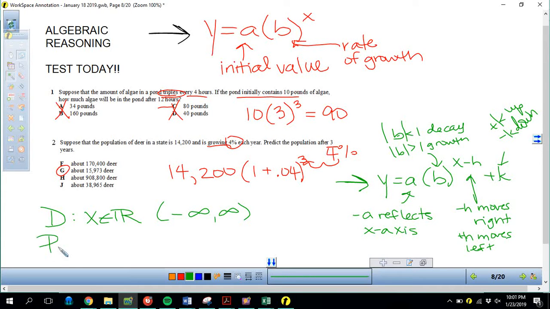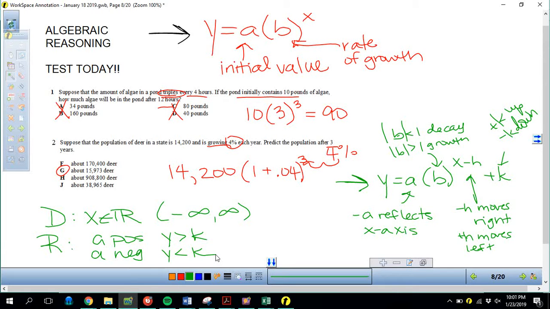Now for your range, if your A is positive, you're going to have Y greater than K, and for your A negative, it's going to be Y less than K. So I hope that that helps you on your test.